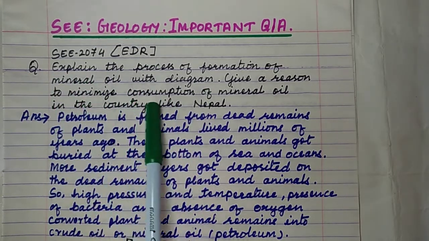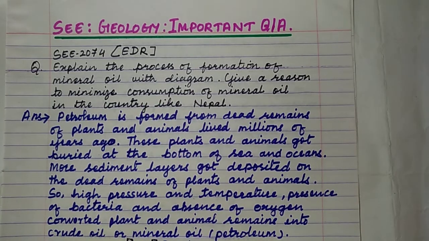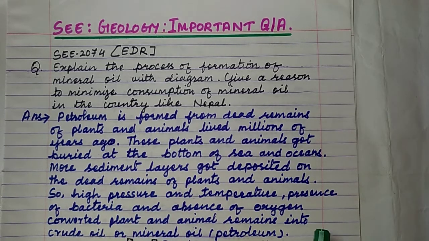Explain the process of formation of mineral oil with diagram. Give a reason to minimize consumption of mineral oil in a country like Nepal. Answer of the first part: petroleum is formed from dead remains of plants and animals that lived millions of years ago. These plants and animals got buried at the bottom of seas and the oceans. More sediment layers got deposited on the dead remains of plants and animals. So high pressure, high temperature, presence of bacteria and absence of oxygen converted these dead remains of plants and animals into crude oil or mineral oil, which is called petroleum.